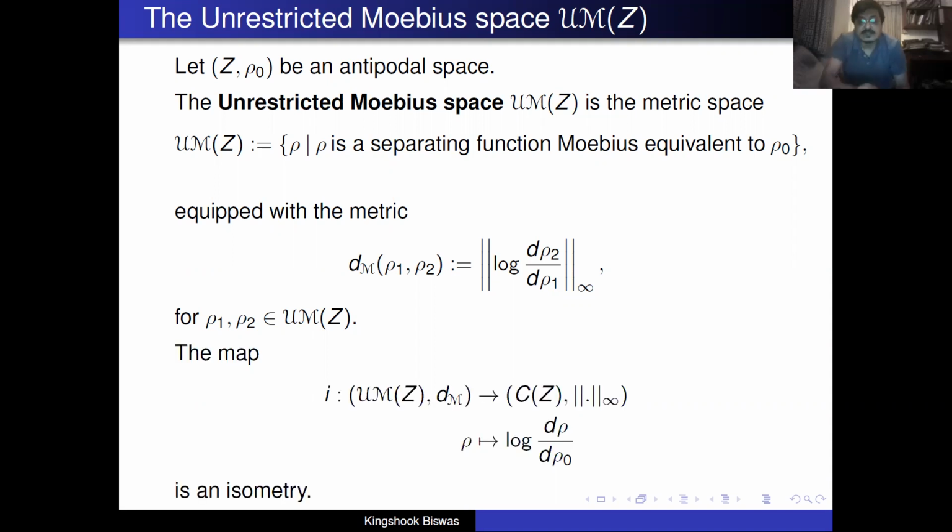And in fact, as a metric space, this UM of Z is actually isometric to the Banach space of continuous functions on Z, C(Z), equipped with the sup norm. The isometry is just the map which sends ρ to the log of the derivative dρ by dρ0. So this map is an isometry.